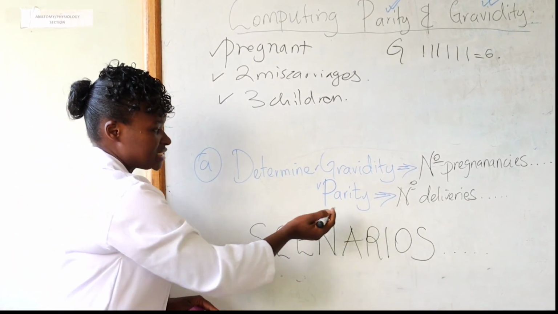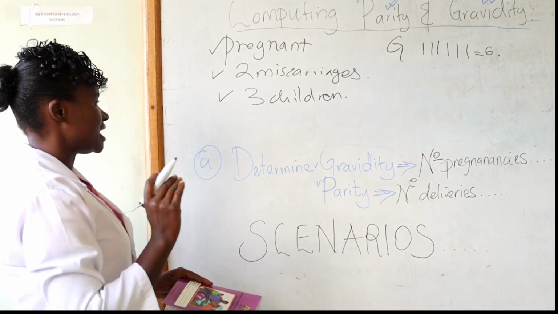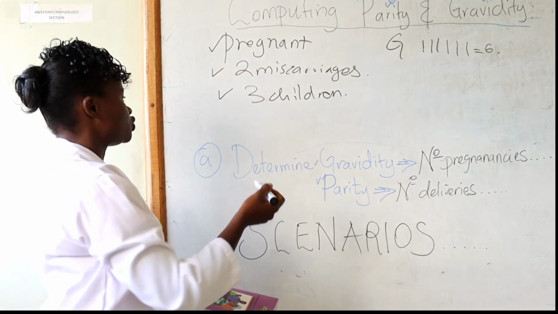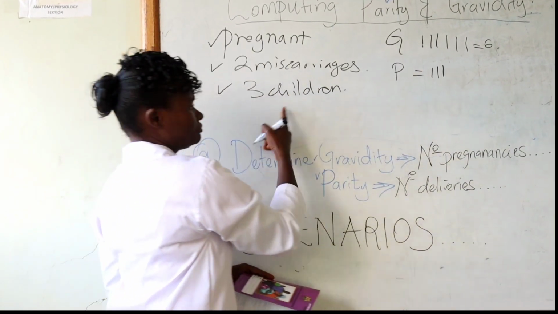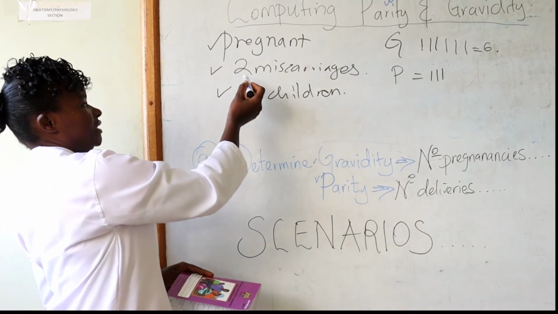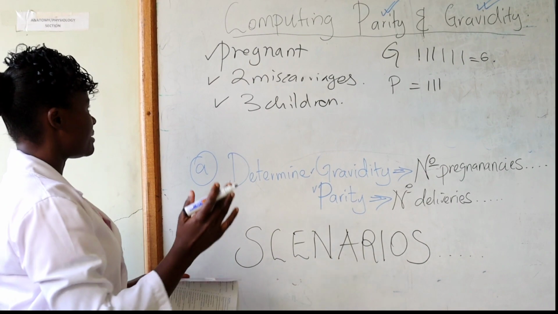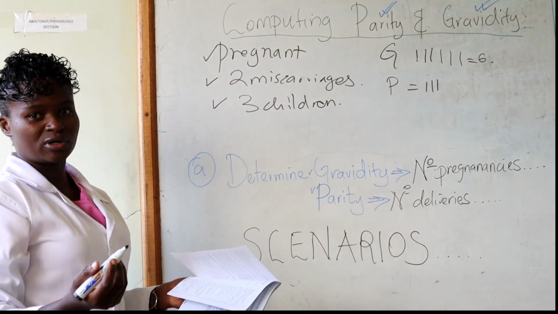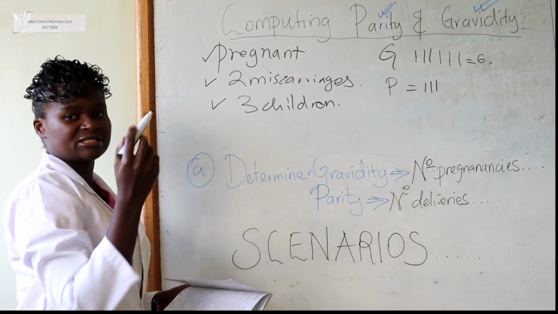So let's move on and compute the parity. Parity is the number of deliveries as we defined before. She has 3 children back at home, so these are 3 already. Then she had 2 miscarriages, so definitely that doesn't qualify to be a parity. Then she's pregnant, which also doesn't qualify. So we have 3 children, so our parity is 3.